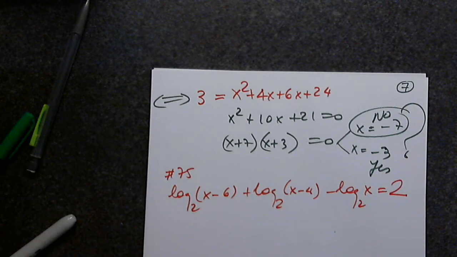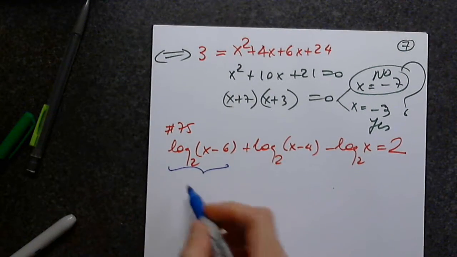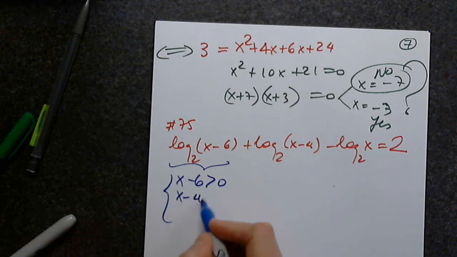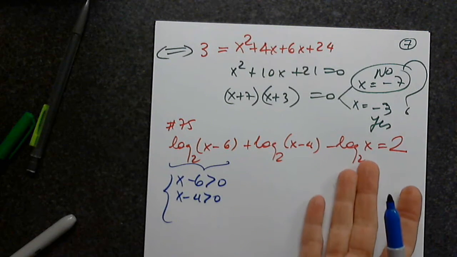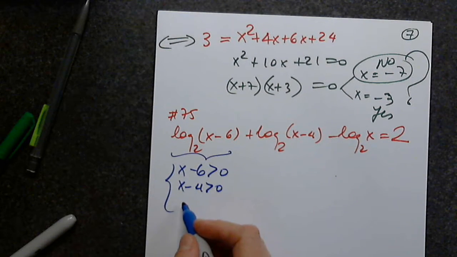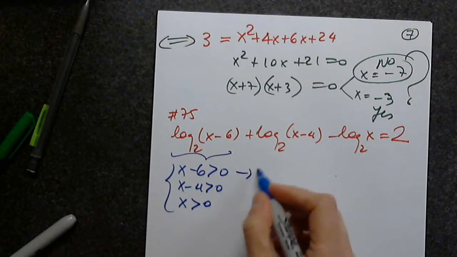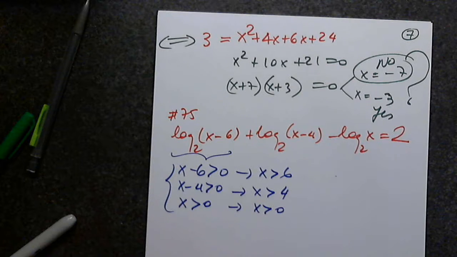Very good. Okay, so what is the condition for the first one, please? x minus 6 greater than 0. For the second one? x minus 4 greater than 0. Awesome. For the last one? It's exactly the same thing. x minus 0 is greater than 0. Very good. So the first one says greater than 6, the next one greater than 4, and the last one greater than 0.